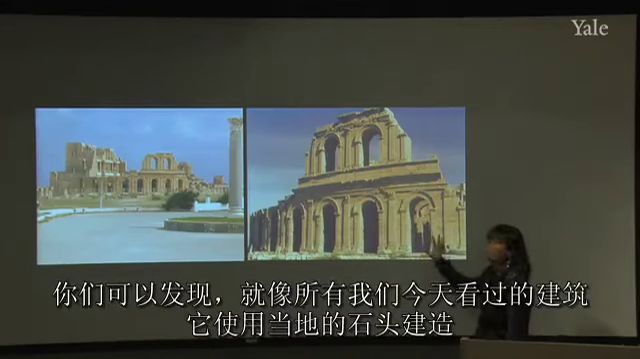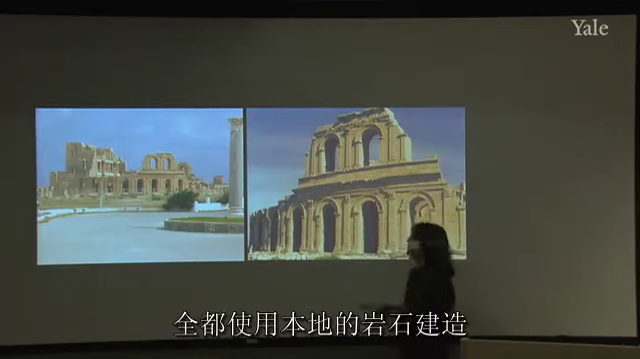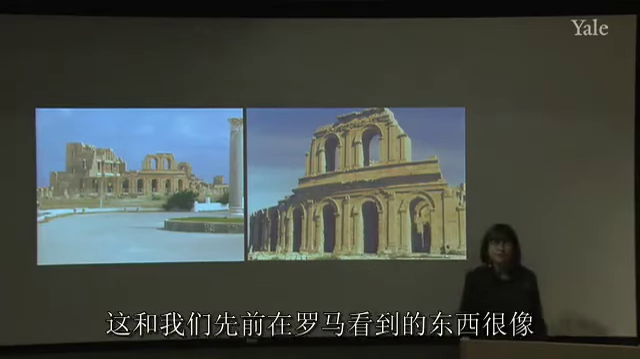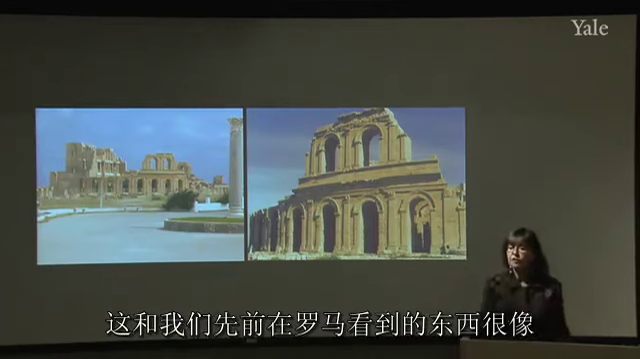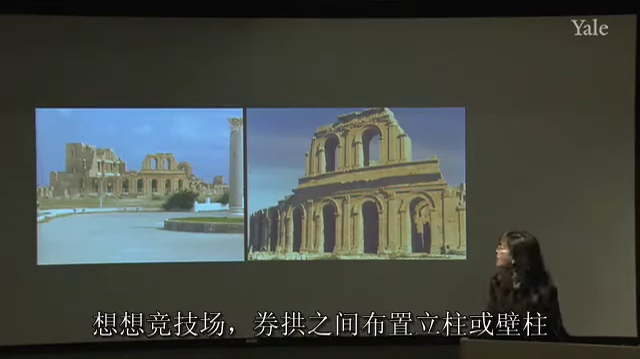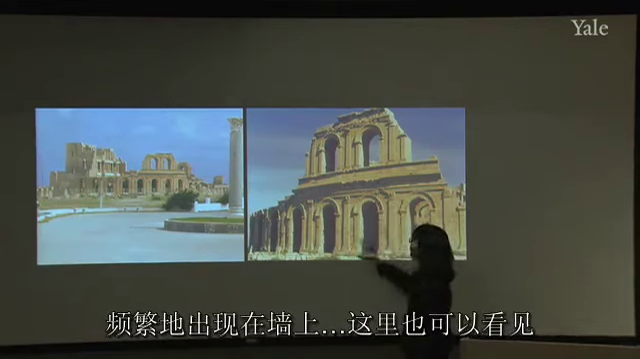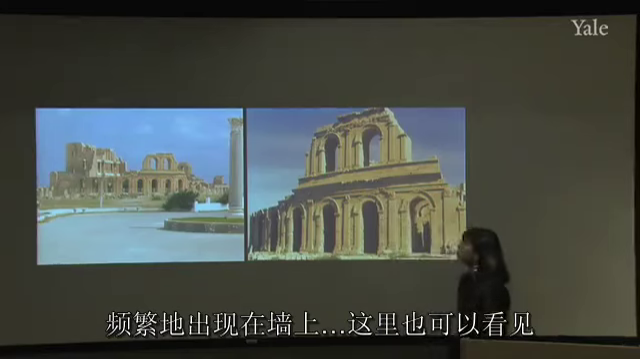You can see that it, like pretty much everything we've looked at today, was made out of local stone. And you can also see 2 tiers, and you can see that although it's made out of local stone, it is very similar to the sort of thing we saw much earlier in Rome itself. Think of the Theater of Marcellus. Think of the Colosseum, the scheme of arches with pilasters or columns in between them engaged into the wall, as you can see so well here.